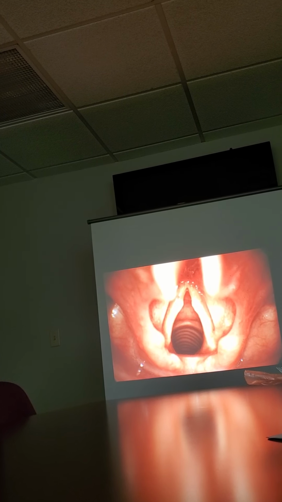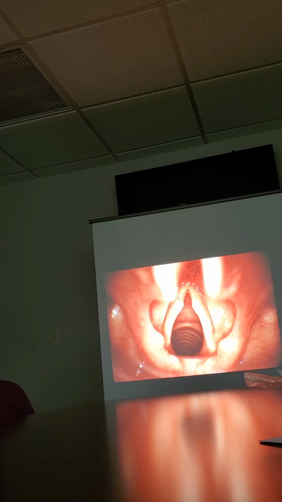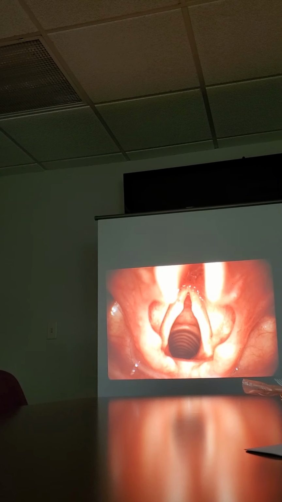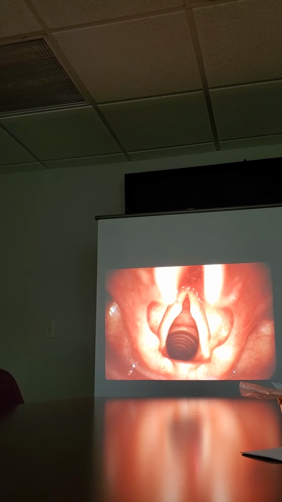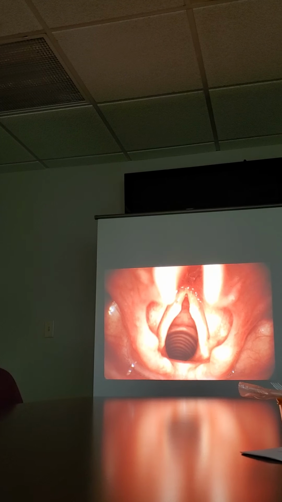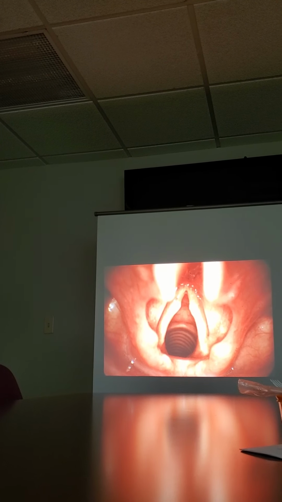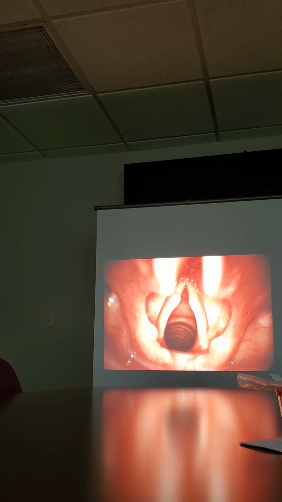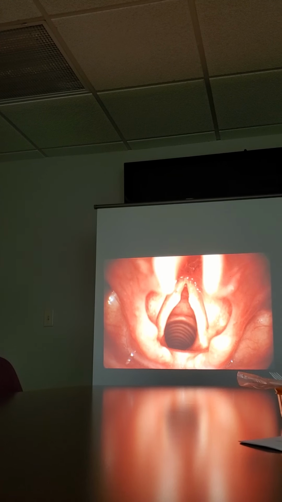I think we spoke last week about whether they should ever be removed. Well, if you don't change your vocal pattern, you can remove that very precisely with a laser. But if your vocal pattern is abusive, it's going to come back again. It will return. I may have mentioned this last time.